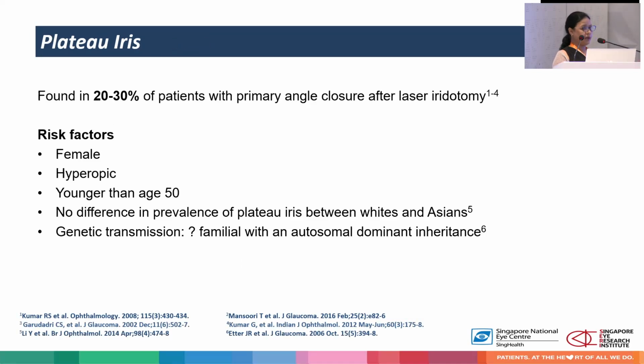Now, I think Arjit has touched upon plateau iris. I'll just talk about a bit of the epidemiology, because it has been found across different ethnic groups, be it Western populations, Singapore, as well as Indian populations. Studies indicate that about 20 to 30% of patients with primary angle closure have plateau iris after an iridotomy. And the risk factors include a female preponderance, hyperopia, younger patients, and those with a positive family history.